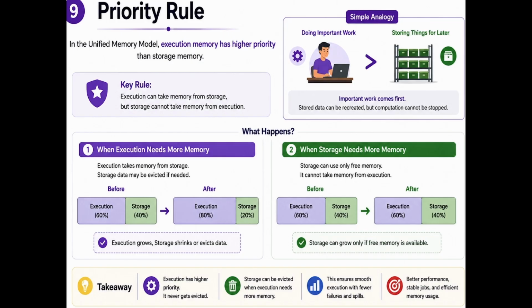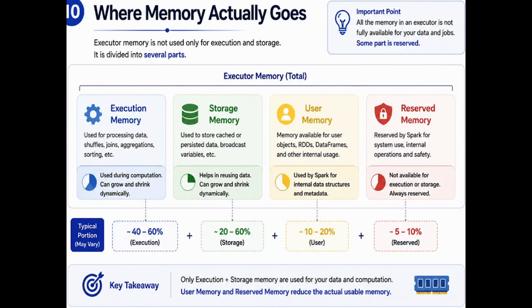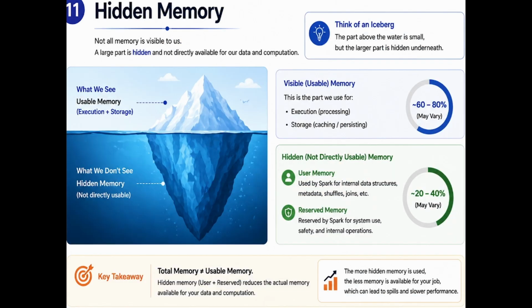Now, one important thing many people miss: not all memory is just execution and storage. There are other parts also, like user memory and reserve memory, which means total memory is not fully usable. You can think of it like an iceberg. What you see is only part of it. A lot of memory is hidden underneath. And even though you cannot directly see it, it still affects performance.